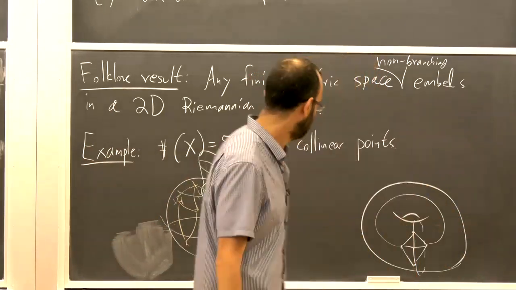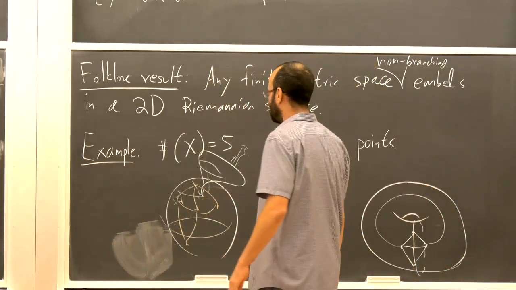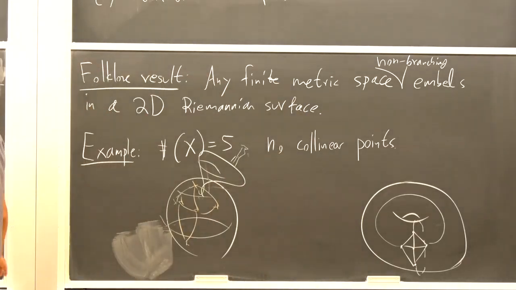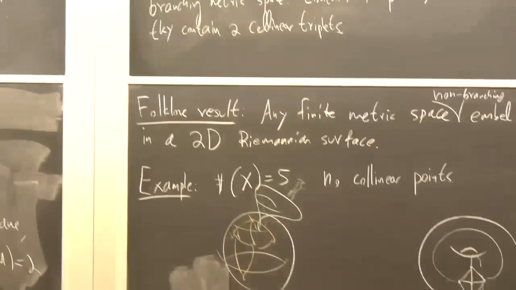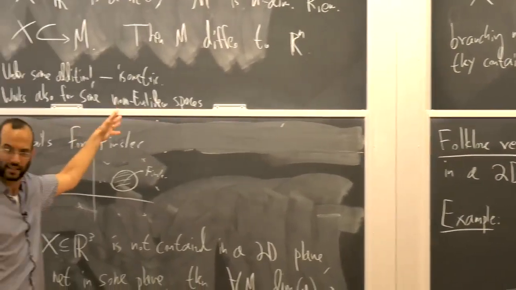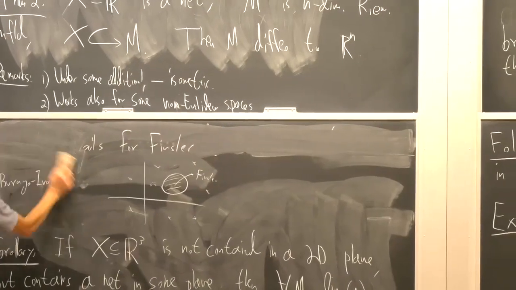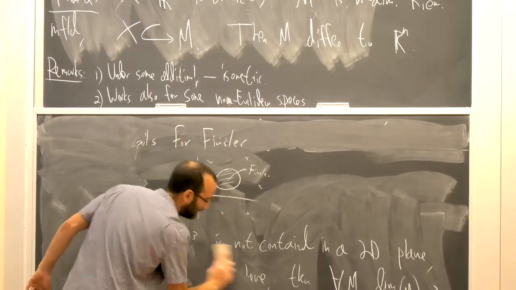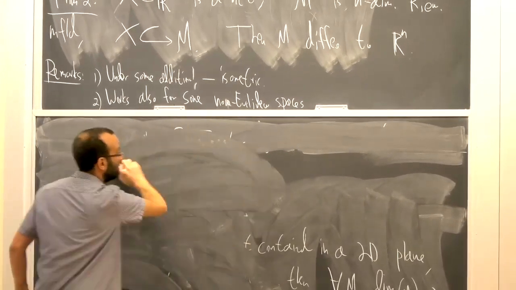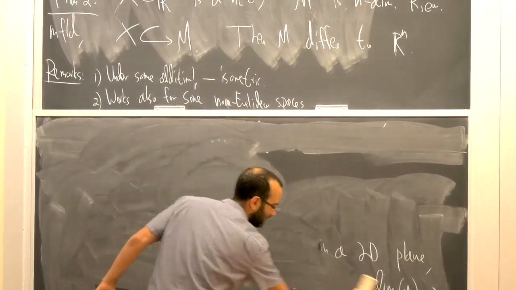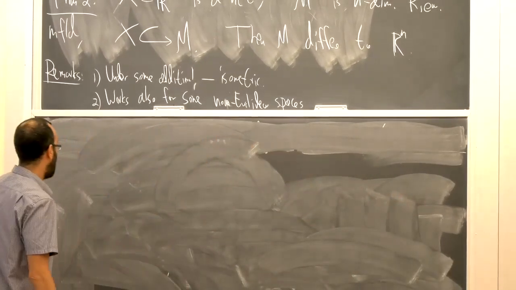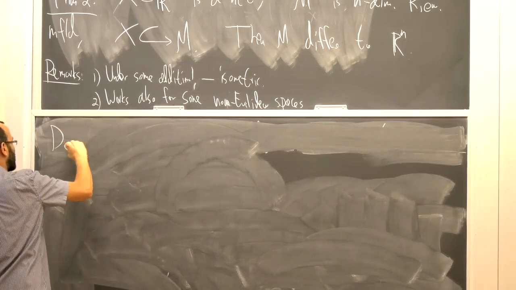So for the hyperbolic plane, things like that, we have examples of this sort. Sometimes you need more than a net, sometimes less. It's not entirely understood. Now I want to make it a bit more formal.